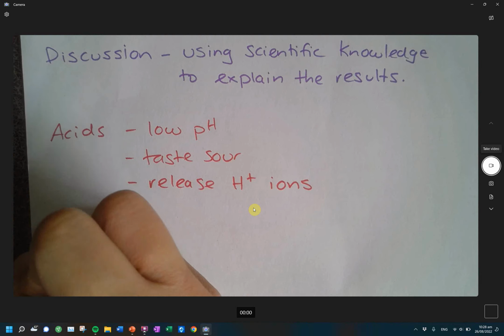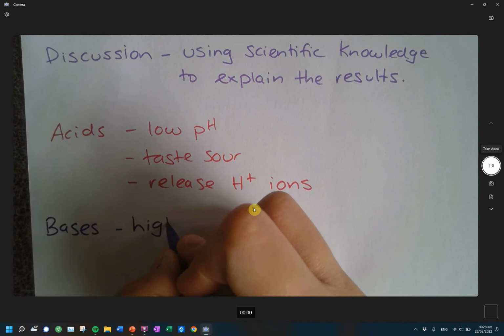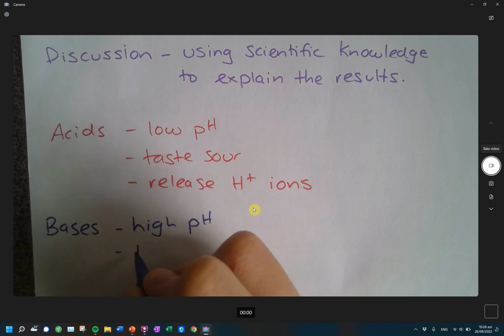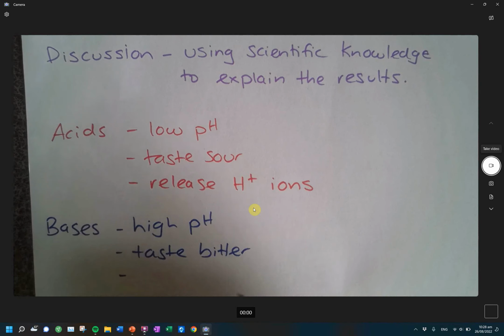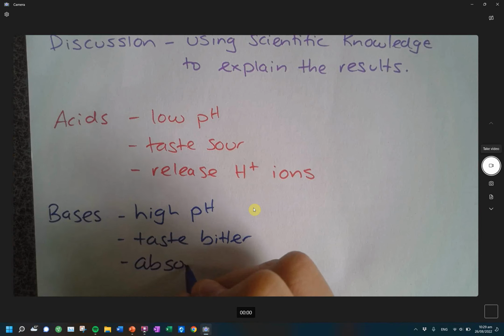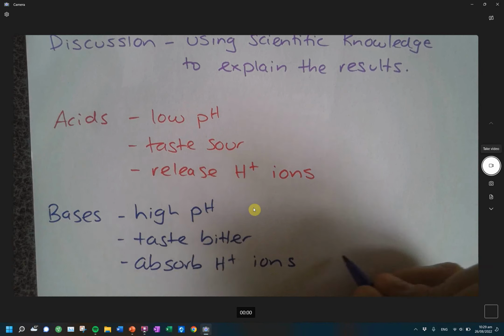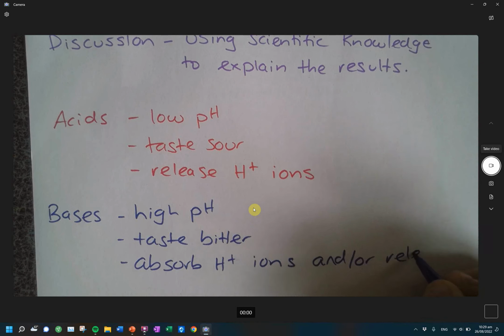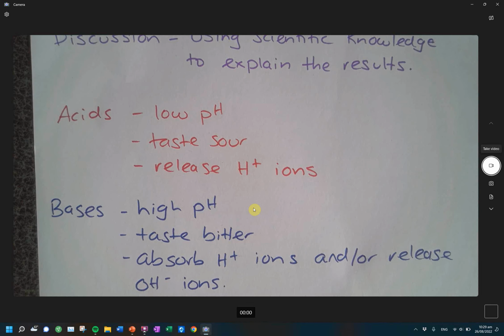So bases are basically the opposite. They have a high pH. They taste bitter. And they can do two things. They can absorb hydrogen ions. Or the other thing is they can release OH ions, which are known as hydroxide. So those are some characteristics of acids and bases.